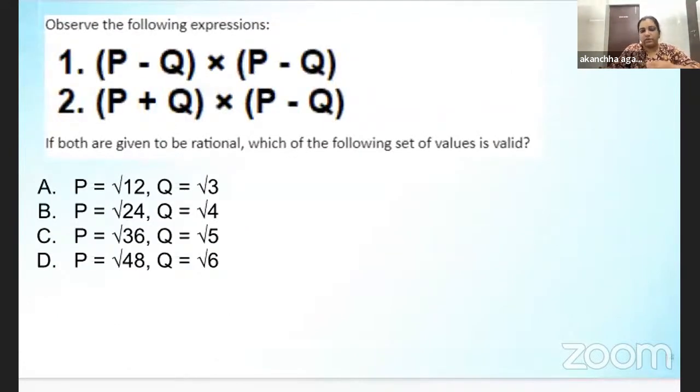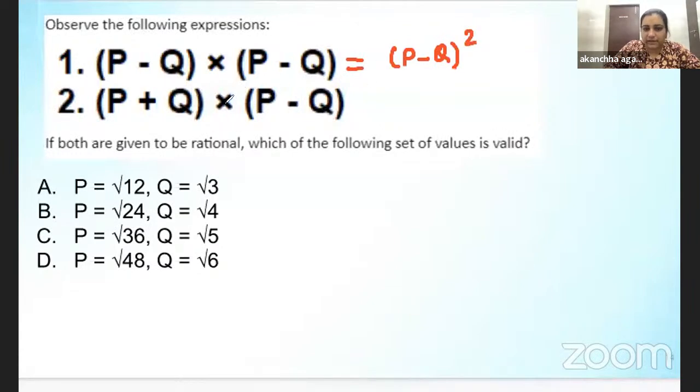Wow, very nice question. Based on operations of irrational and rational numbers, you have to give it a lot of thinking and then only you can solve it. I'll give you 2 minutes just to think how you will go ahead with the problem. You have been given expressions. The first expression is P minus Q times P minus Q, so we can write this as P minus Q whole square, right?